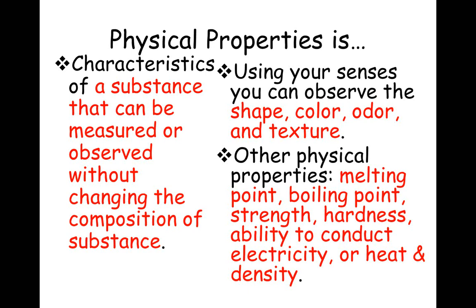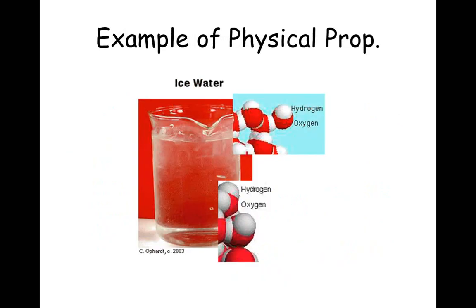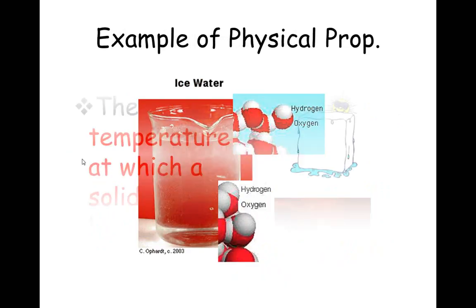There are some other physical properties that are also things that can be measured. Some of these are a little bit harder, but we can measure most of them, like melting point, boiling point, the strength, the hardness, the ability for something to conduct electricity and heat. Examples of physical properties.